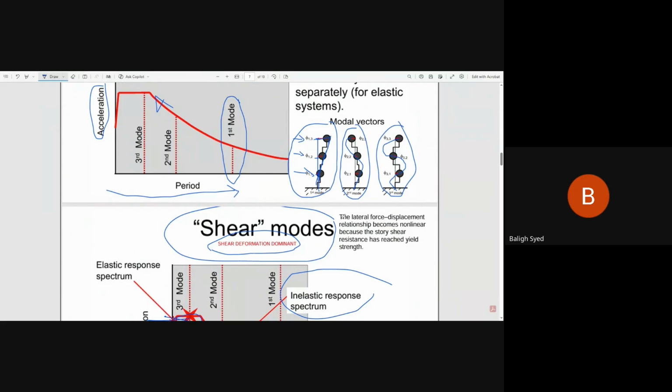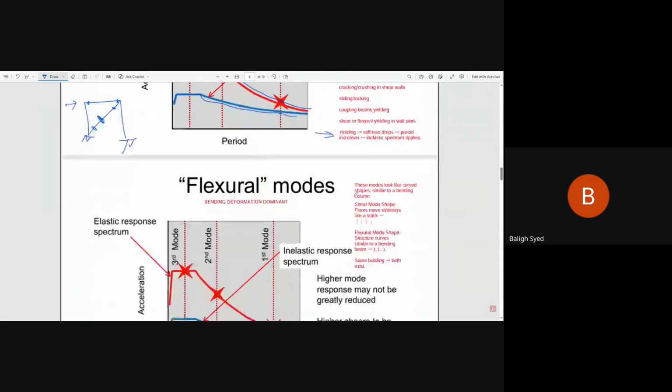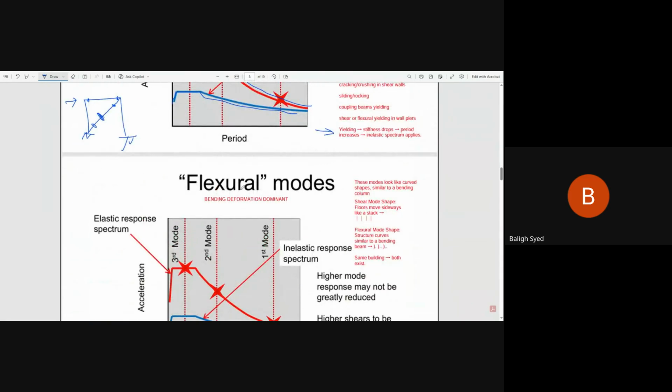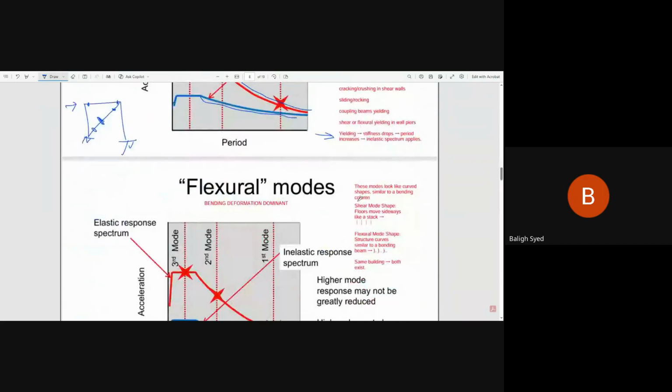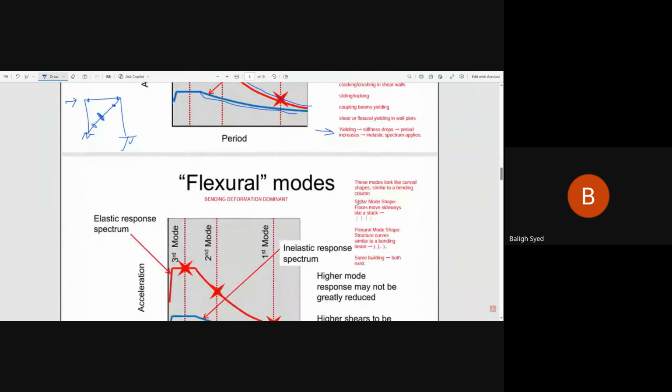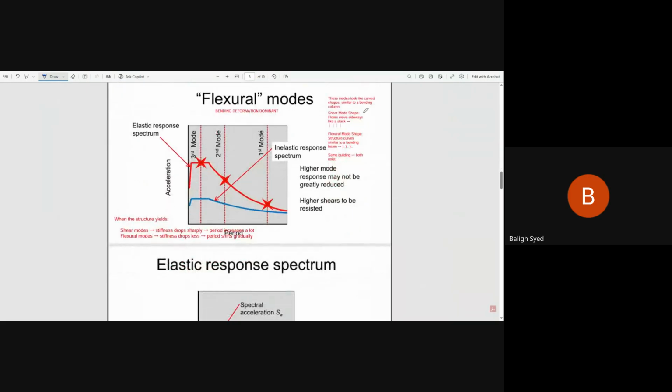Someone may ask you, okay, what is the period coming? What is the frequency coming in your shear mode? So you will calculate in ETABS or SAP or whatever. You're going to say, okay, when you get this shape, this is the shear mode. When you get this shape, this is the flexure mode. So in flexure mode, what happens? So flexure modes, if the response is on a curve, then it's the flexure mode, right? So what it says right here, these modes look like curved shapes, similar to a bending column or bending beam, right?